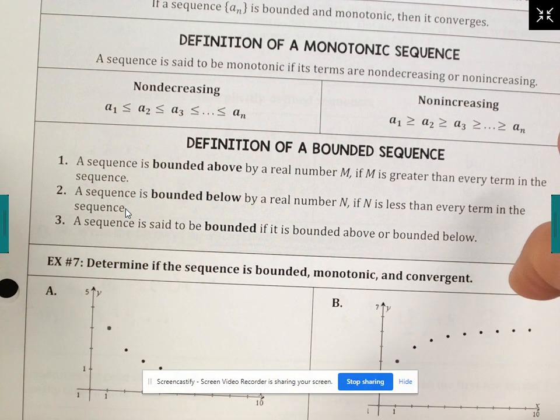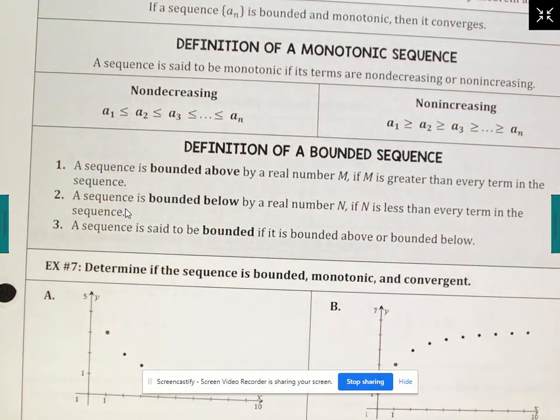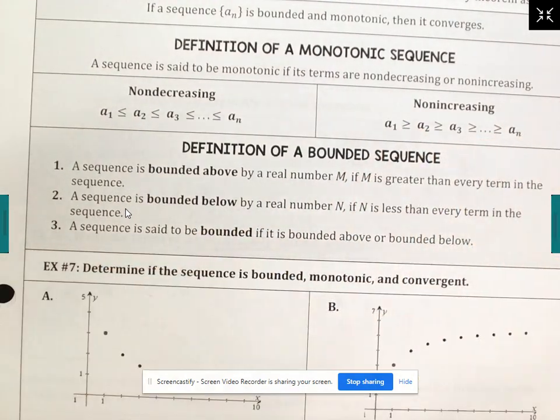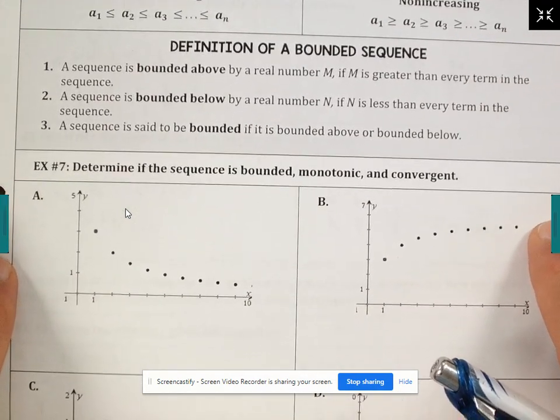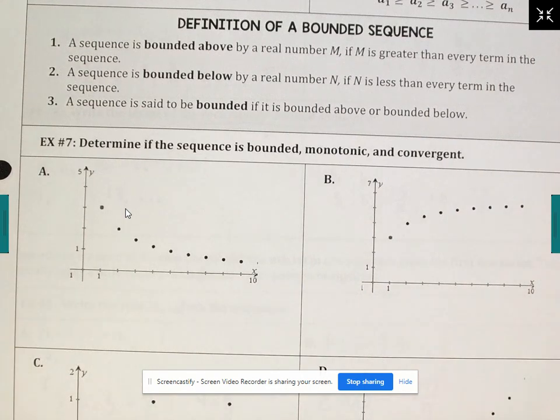Does that make sense? And this one right here, the non-increasing, is really decreasing, but also can be flat. So that's what I call a monotonic sequence. Now the definition of bounded, and you can read the definitions. Basically, you have to have a bound below and a bound above. And if you do, then this is called a bounded sequence.